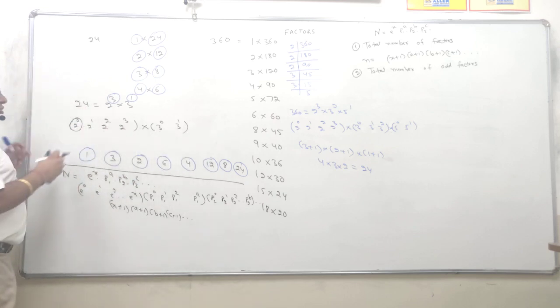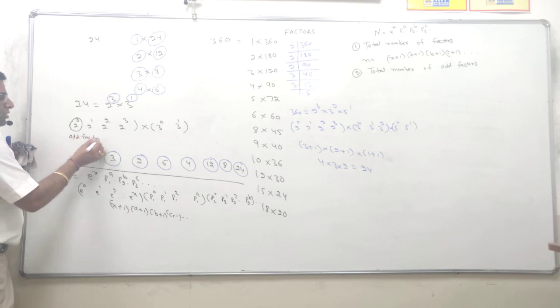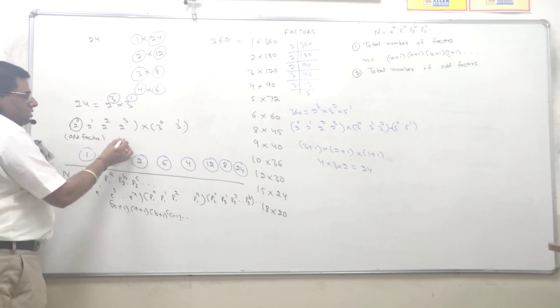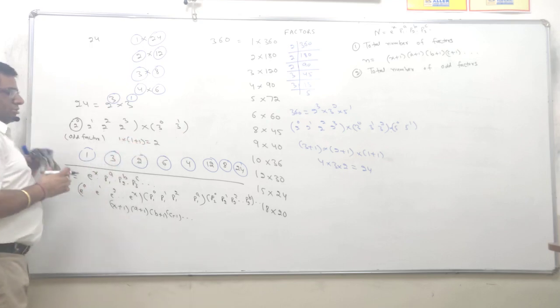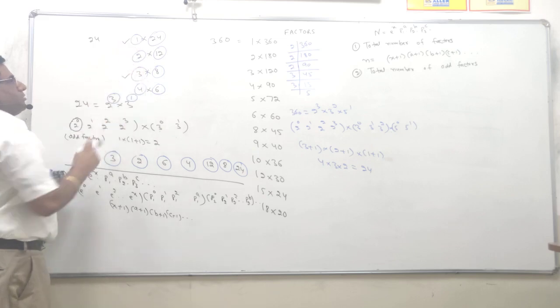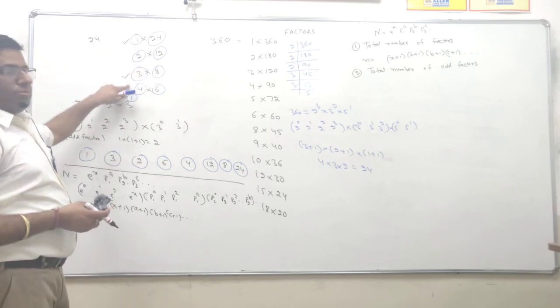So total number of odd factors corresponds to 2 raised to the 0. This is 1 into this is 1 plus 1. There are 2 odd factors. Okay, you can see here the odd factors are 1 and 3 only. In case of 24, the odd factors are 1 and 3 only.